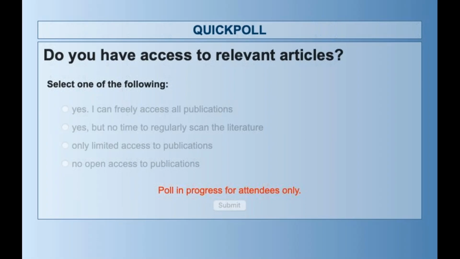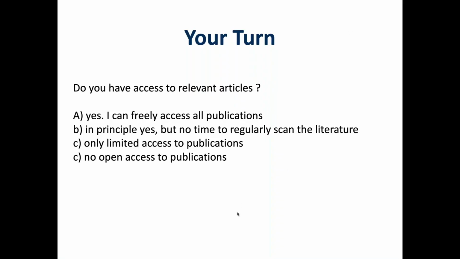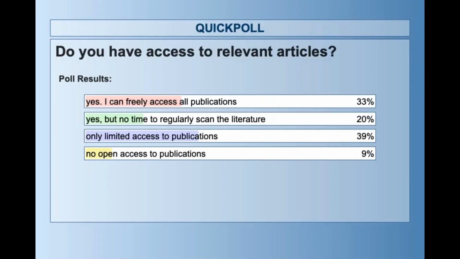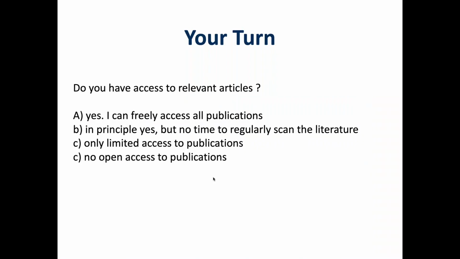I just closed the poll and share the results. Unfortunately, the majority belongs to the third option, only limited access to publications, and 9% have no open access to publications, whereas 33% can freely access all publications and 20% just don't find the time. Very interesting. You see that there's quite a proportion of people that have either limited or even no access to these publications.